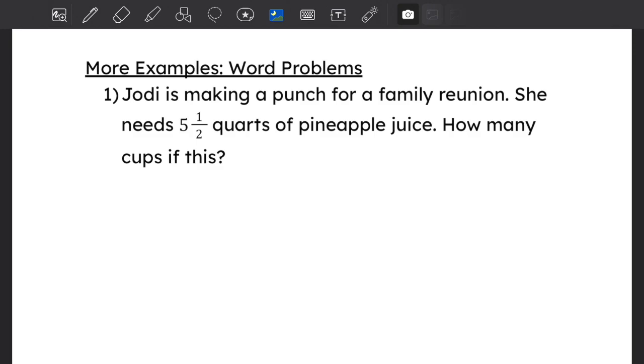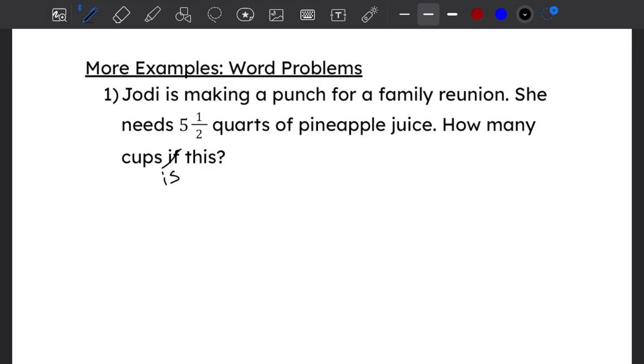Hello. In this video, we're going to continue our work on imperial units of capacity, but we're going to look at word problems. So let's start with the first one. Jody is making a punch for a family reunion. She needs 5.5 quarts of pineapple juice. How many cups is this?